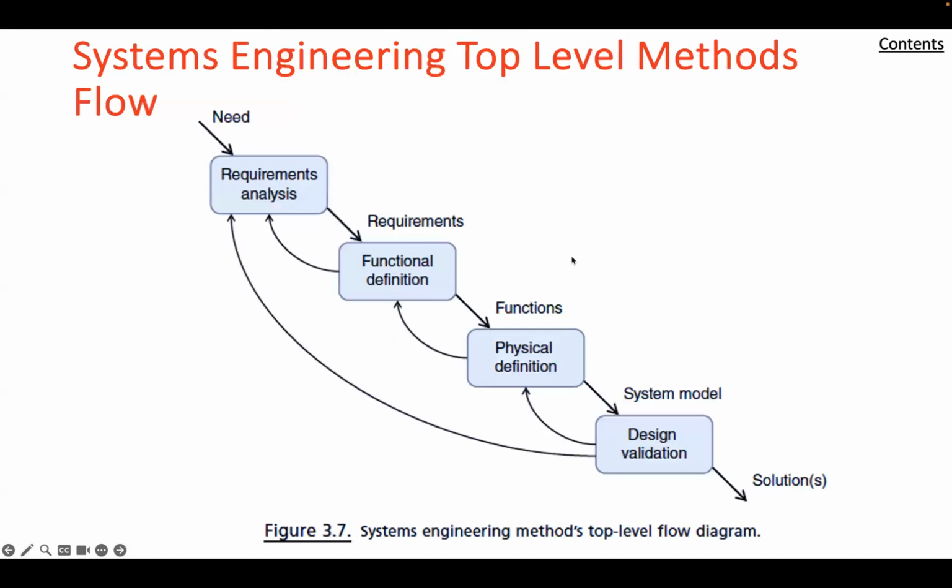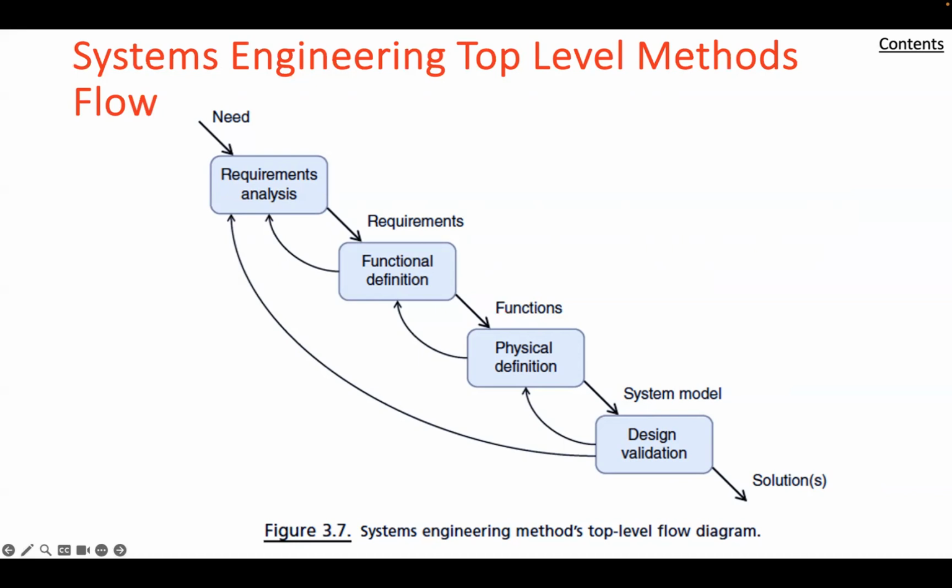Okay, so we can see this general process, the system engineering top-level methods flow. The elements of the system engineering method described above are displayed in the form of a flow diagram here, and then we'll have an expanded view over 4 pages next. The rectangular blocks are seen to represent the above 4 basic steps in the method: requirements analysis, functional definition, physical definition, and design validation. At the top are shown inputs from the previous phase, which includes requirements, constraints, and objectives.